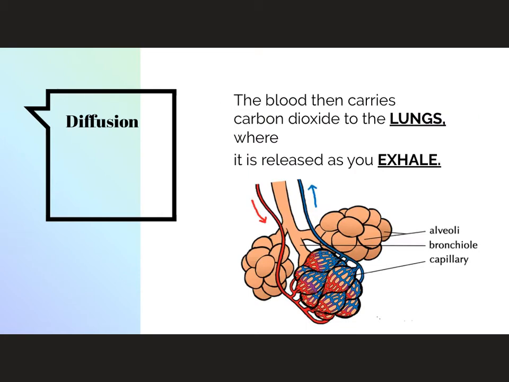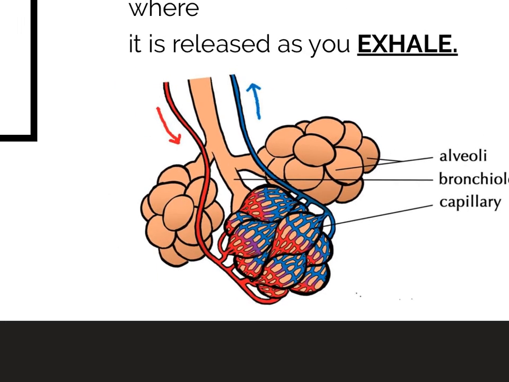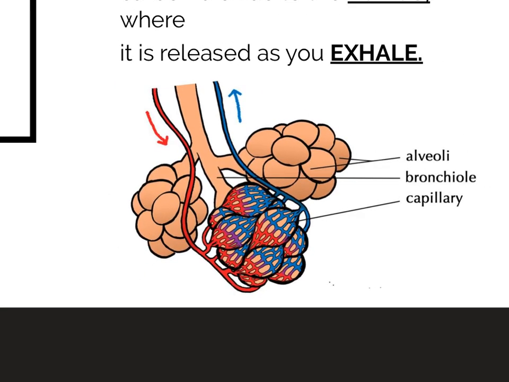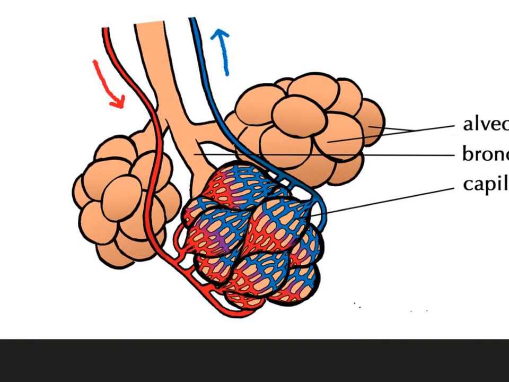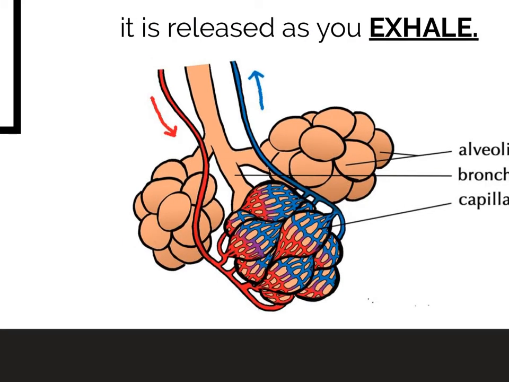The blood then carries carbon dioxide to the lungs, and that's where it gets released. So again, we're going to zoom in. Inside your lungs, you have these alveoli. They're at the bottom of branches called bronchioles, and along these alveoli, you'll see very tiny blood vessels called capillaries. And what they do is allow for this exchange of gases here.